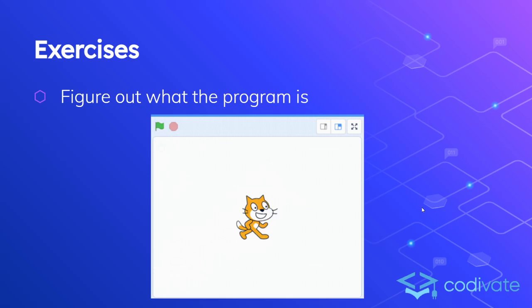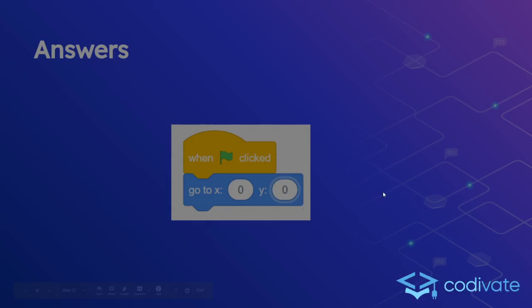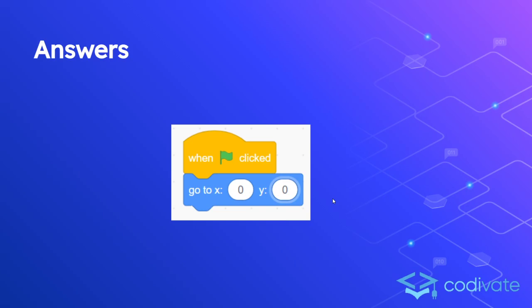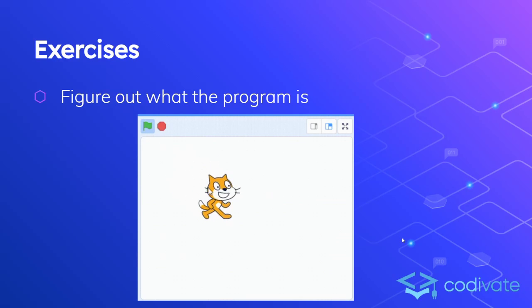This one might be a little tricky. Notice that the cat always goes to the same place, regardless of where it started from. And it seems to be only 1 step, because nothing happens after it gets to this place. So, it is just go to 0, 0, and 0, 0 is the center.